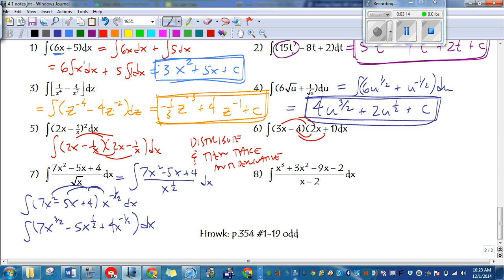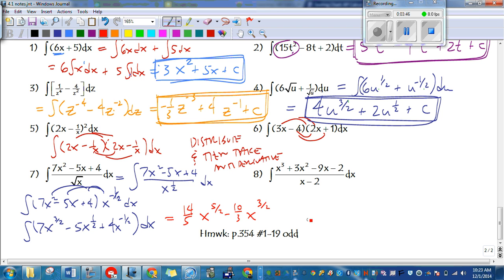So now we can do the antiderivative of that one. Right? Add 1 to the exponent, so we get x to the 5 halves. And then we divide by 5 halves or multiply by the reciprocal. So with fractions, it's best to think of it as multiplying by the reciprocal. So 7 times 2/5, we get 14/5. On our next one, we're adding 1 to the exponent, so it becomes x to the 3 halves. Multiply by 2/3, so we get minus 10/3.